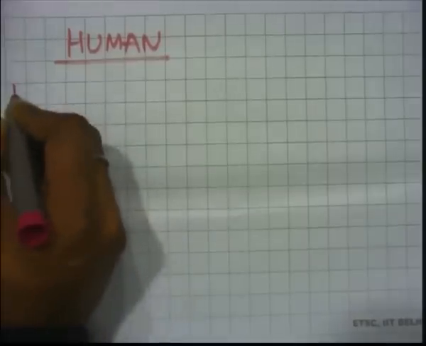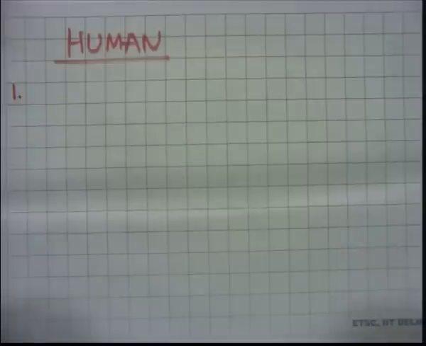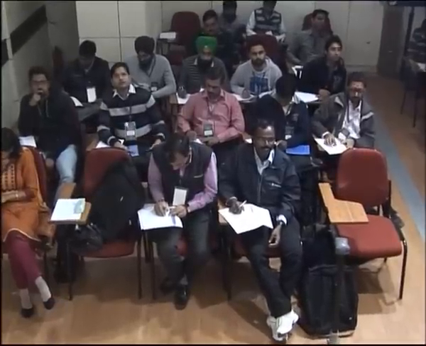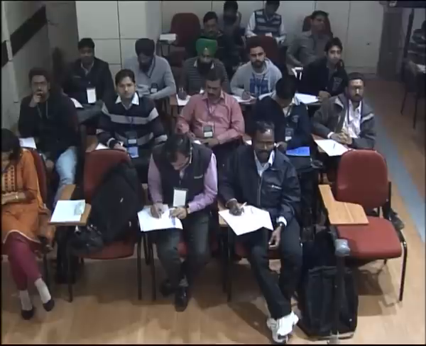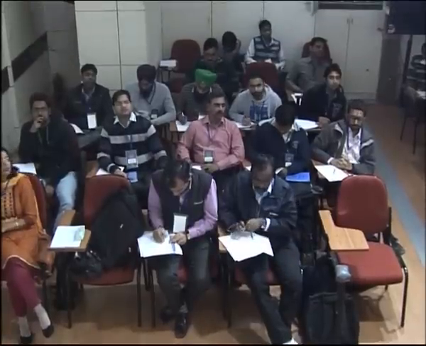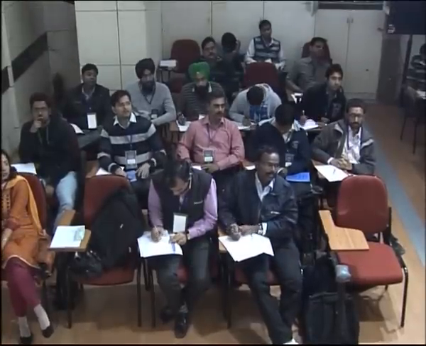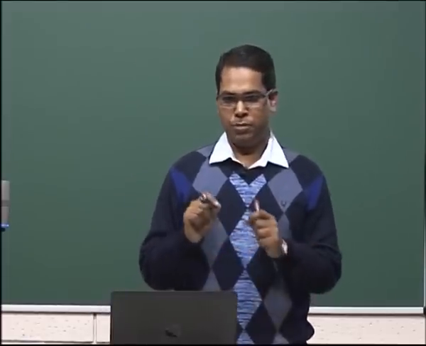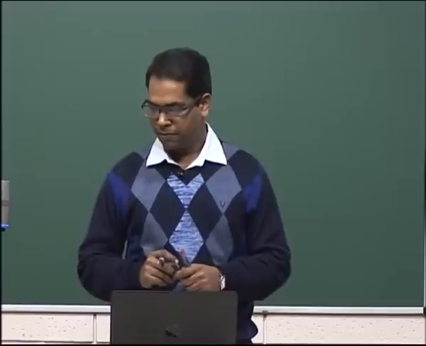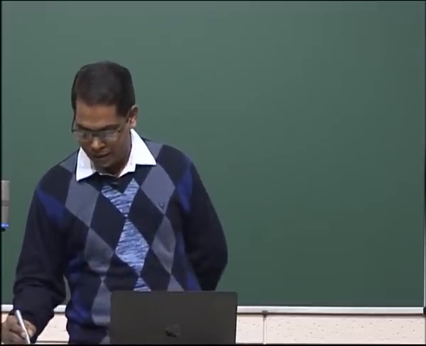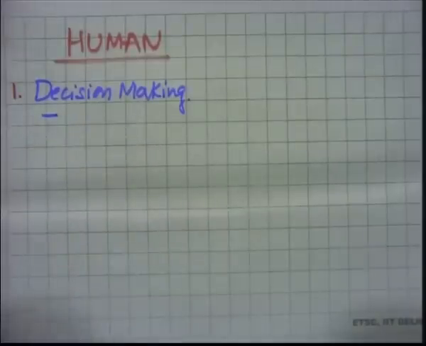So, can I get the first human strength? Intelligence. Ability to think. Decision making. Decision power. So, machines are not capable of making decisions? Sometimes. You need to identify at what time. You should be more specific. Changing plans, plan A or plan B. One is decision making, but in certain situations, what are those situations where you find machines finding it difficult to make a decision or take a decision?